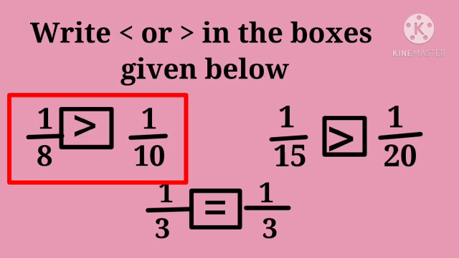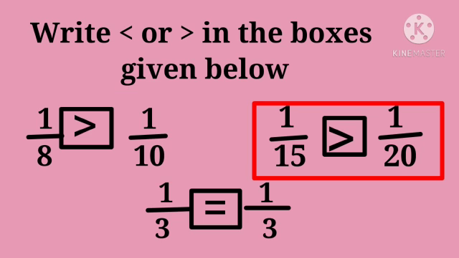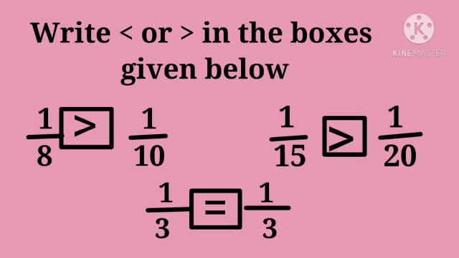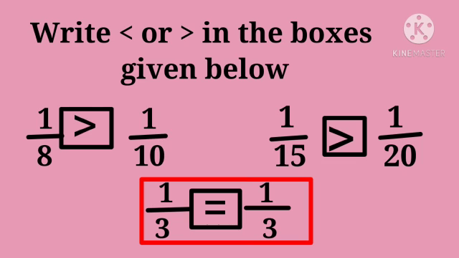So 1 upon 8 and 1 upon 10. So which one is greater? Smaller one. Yes, 1 upon 8. Next one, 1 upon 15, 1 upon 20. Smaller the denominator, greater the number. So 1 upon 15 is greater. Next, 1 upon 3 and 1 upon 3. As numerator is also same and denominator is also same, 1 upon 3 is equal to 1 upon 3.